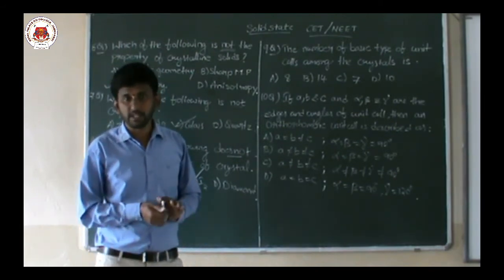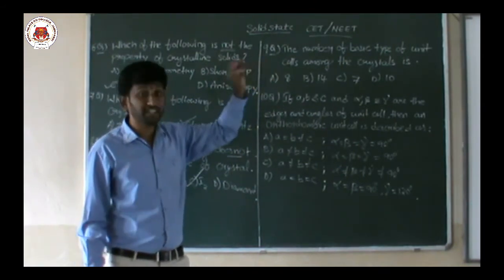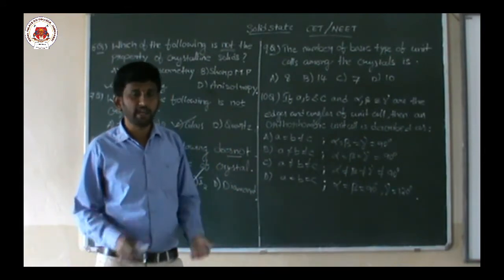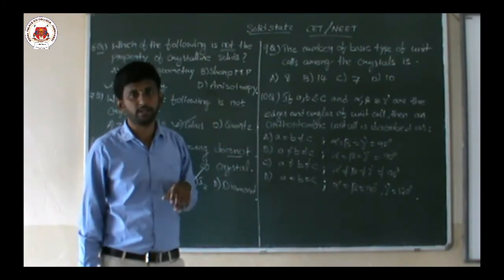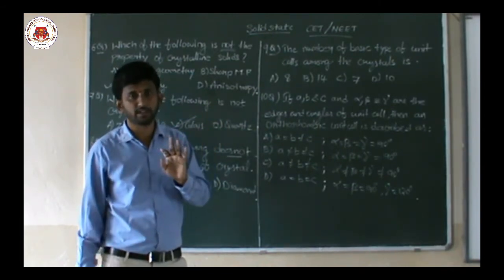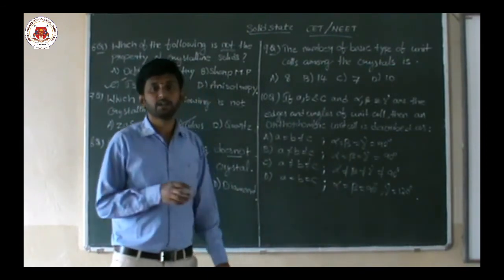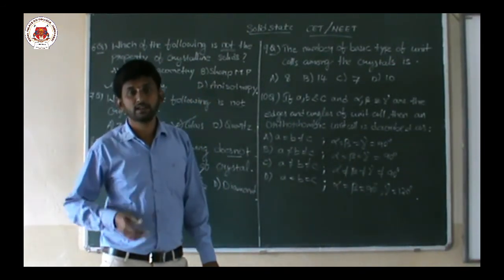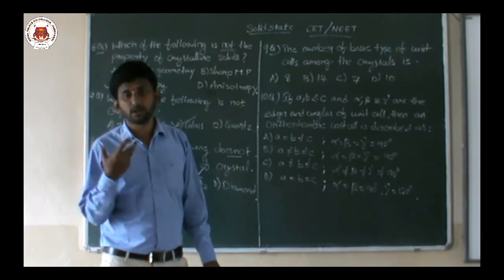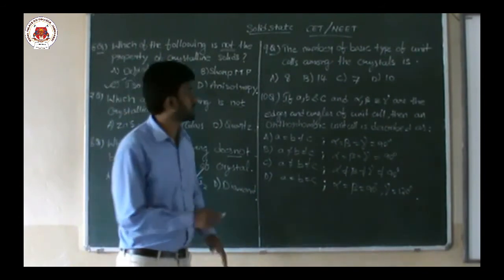But our question is asking how many types of unit cells exist. We don't want variations here. If they ask about variations, the answer should be 14. But they are asking only the type of unit cells without variation. How many types? 7 types. That is cubic, tetragonal, triclinic, rhombohedral, monoclinic, hexagonal, orthorhombic. These are all 7 types of crystal unit cells. So the answer is C.